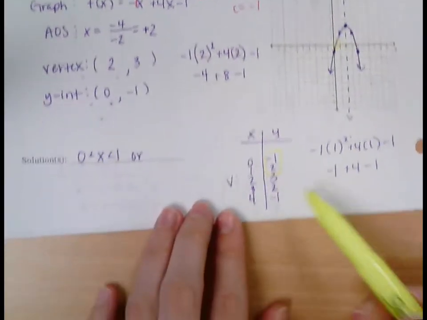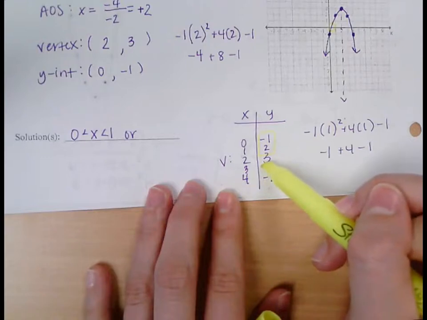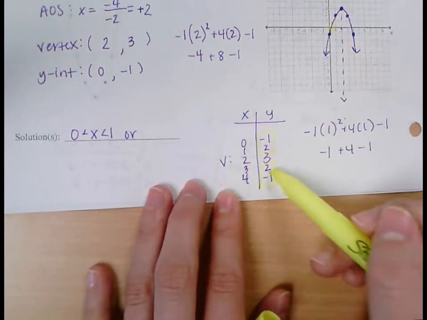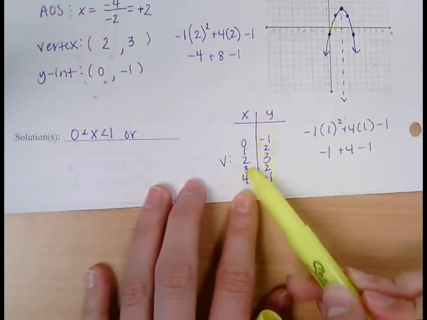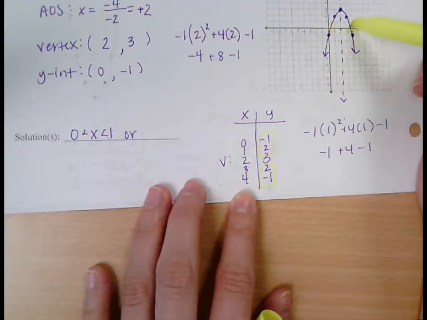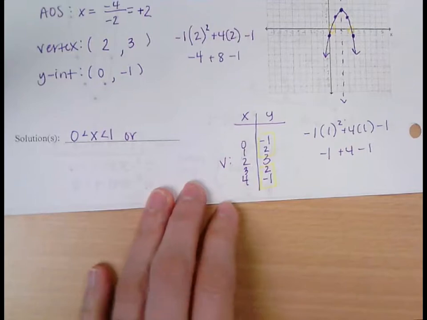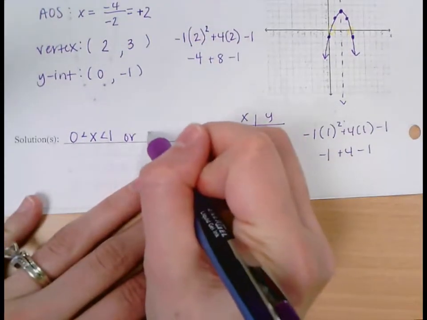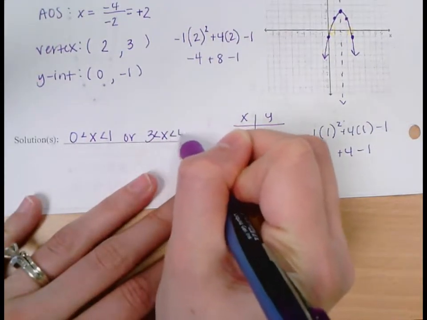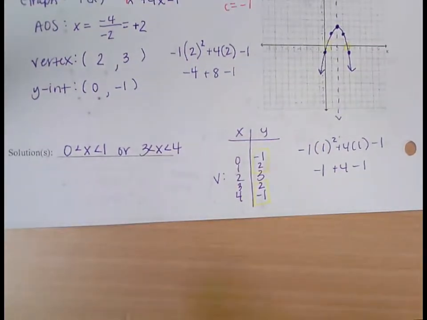The other one then, again, if I'm looking at the table I made, I see I go from a positive y value to a negative y value when my x is changing from 3 to 4. And I can also see on the graph between 3 and 4 is where it crosses a second time. So my other solution is when x is between 3 and 4. But I don't know the exact value of x, so that's how I would write the solution.